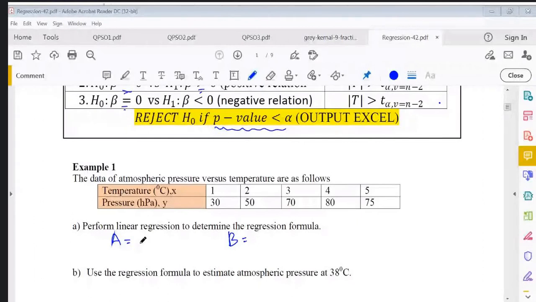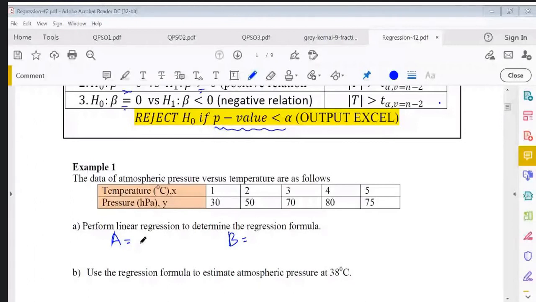Okay, put number 1. Okay, just wait. What is the value A? What is the value B?